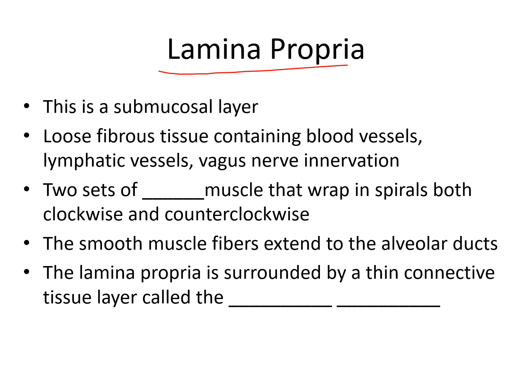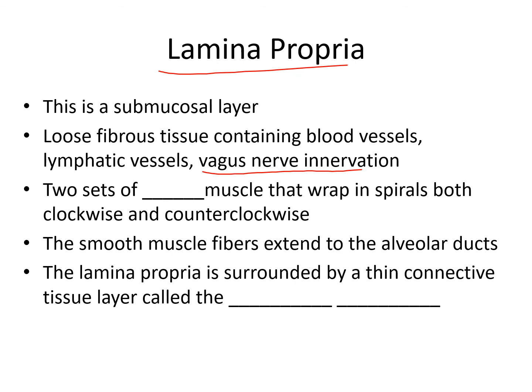The histology. This has a submucosal layer. So the submucosal layer means it's under the mucus. Right, fancy word for it's under all that, the sol and the gel and all that stuff. It has lots of fibrous tissue with blood vessels, lymph vessels, nerve innervation. All that stuff is in here. This is where a lot of stuff happens.